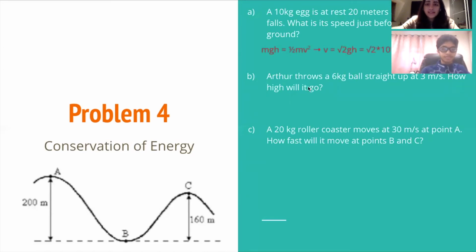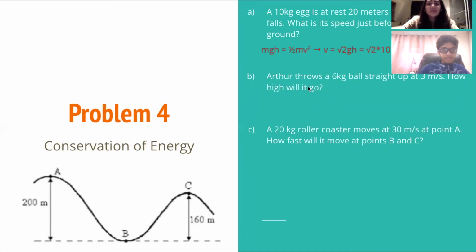The main idea is that because the egg is at rest when it's 20 meters above the ground, by the time it reaches the ground, all of that gravitational potential energy is converted into kinetic energy. Therefore, we can set mgh equal to 1/2 mv squared and solve for v, because we're trying to find the velocity the egg is at. Plugging in g, approximately 10, and the height, 20 meters, we get 20 meters per second just before it hits the ground.